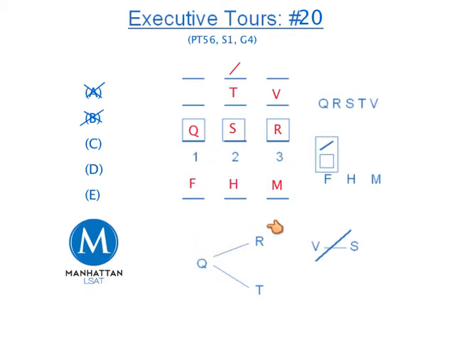We've got Q preceding both R and T. We don't have V preceding S. And the site visit for F precedes the site visit for H. It looks like we're good to go. Let's eliminate answer choice C and move to D.